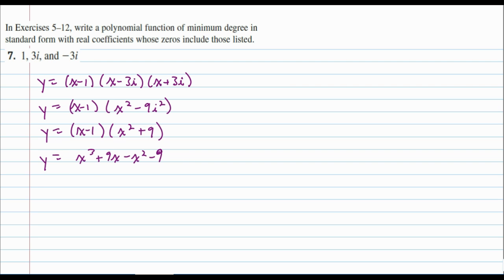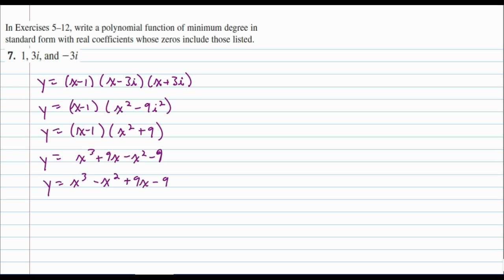And the directions said I had to write it in standard form. This is not in standard form. I have to make sure that each exponent of x is decreasing. So this will be x cubed minus x squared plus 9x minus 9. So it goes 3, 2, 1, and then 0.